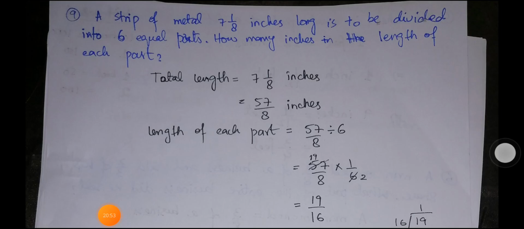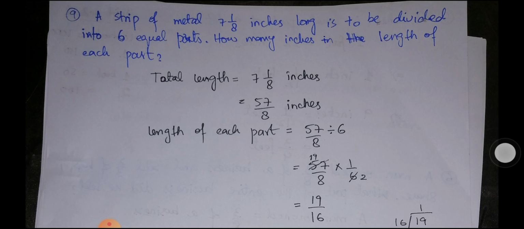Next, we have question number 9. A strip of metal 7 whole 1 by 8 inches long is to be divided into 6 equal parts. How many inches is the length of each part? This question is quite simple. We are given the total length and we have to cut it into 6 equal parts. So simply we will divide it by 6. So the total length is 7 whole 1 by 8 inches.